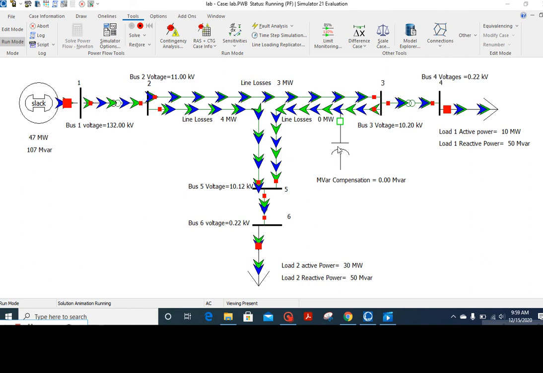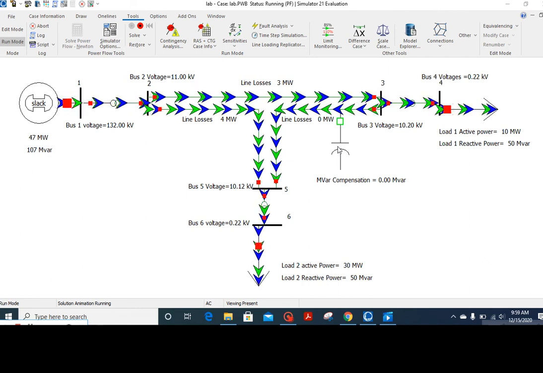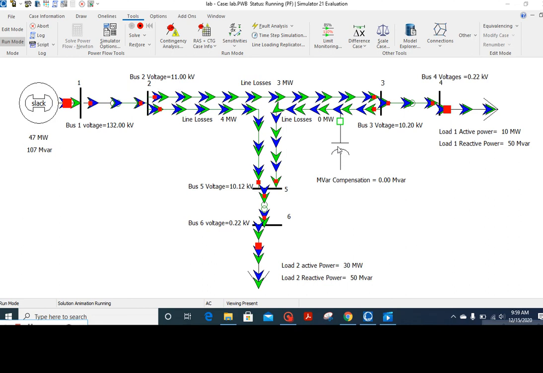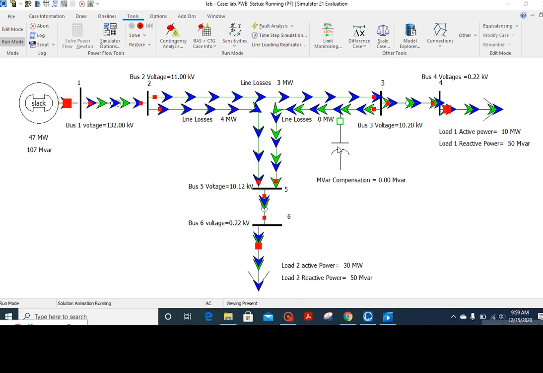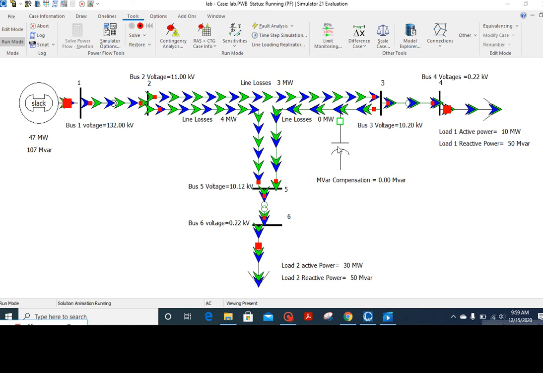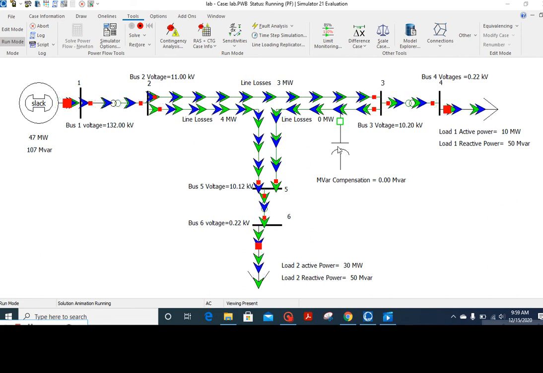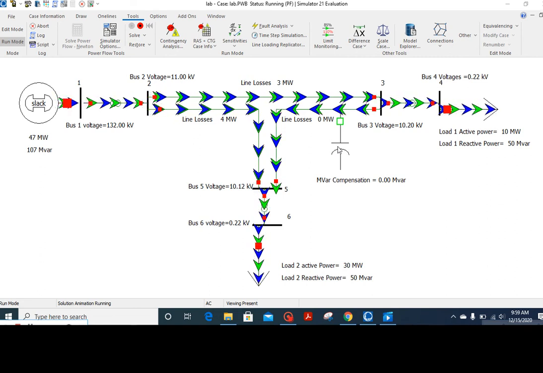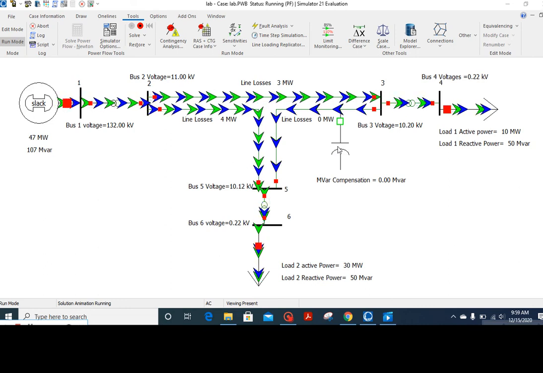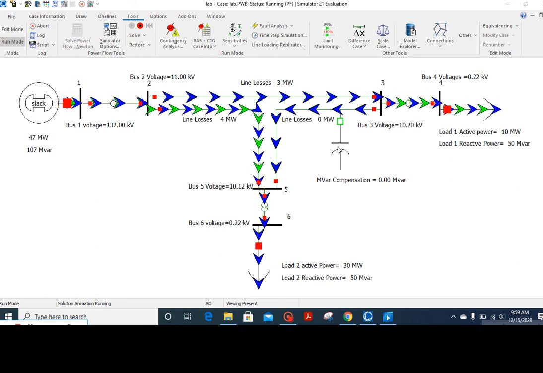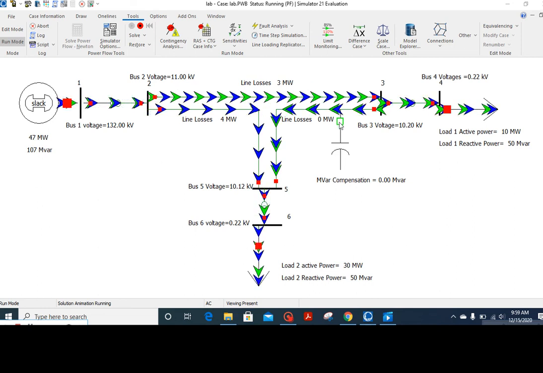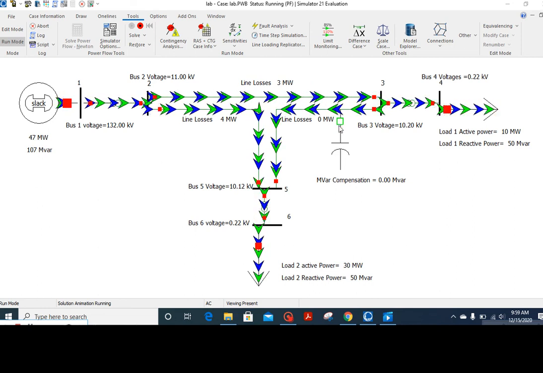Although there will be some demand from the generation side, our main concern is to view the total impact of reactive power compensation. If we convert this 67 megawatt capacitor to 100 megawatt, it will work more finely and more losses will be minimized. So let's introduce this capacitor bank in the system.